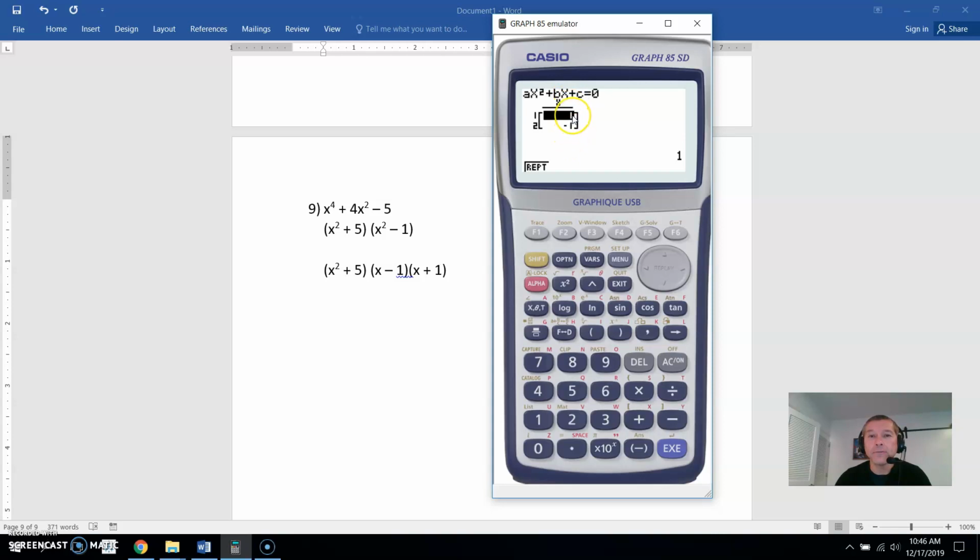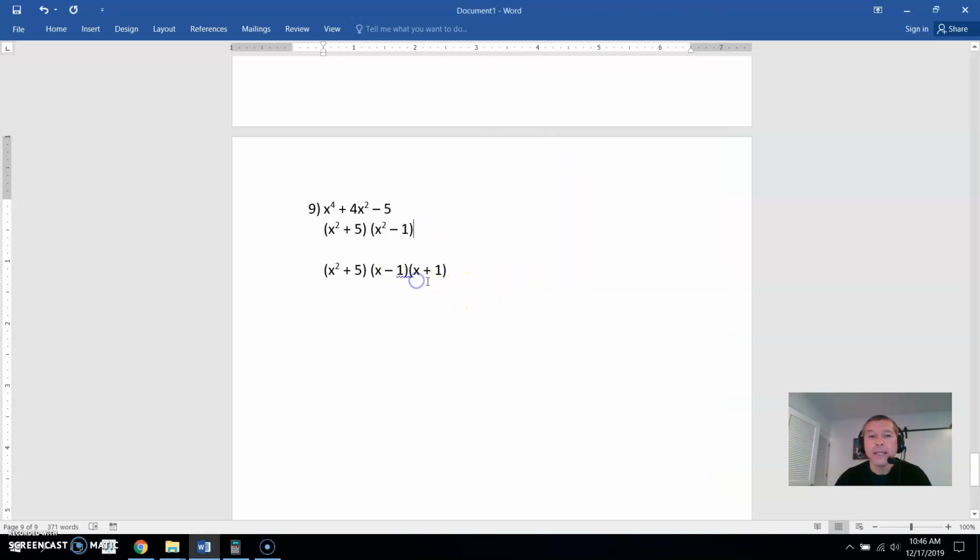This is a solution of 1, which means the factor is x minus 1, and this one is a solution of negative 1, which means the factor is x plus 1. So here's my entire solution of this. So these last two are really difficult problems, but that's everything with factoring.